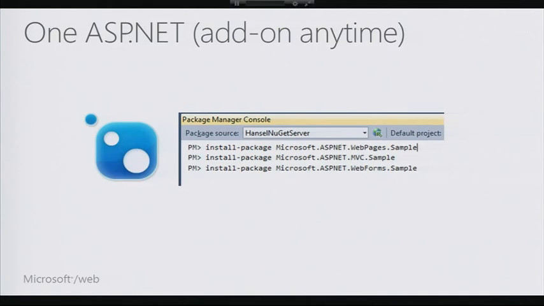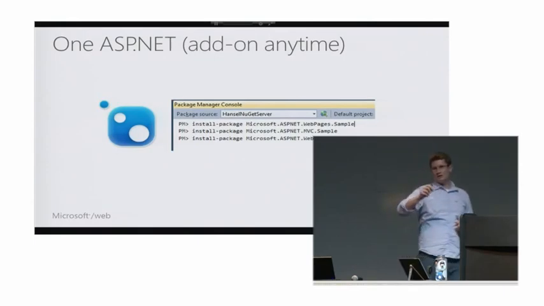Then lastly, so what happens? I made my choice. I've said, go ahead and create my site with MVC. What happens if I say, oh crap, I actually wanted Web API as well? Do I just have to start from the beginning? No. So we want to provide the ability later for you to add on these things anytime you want.